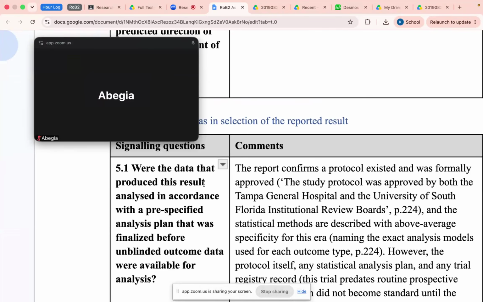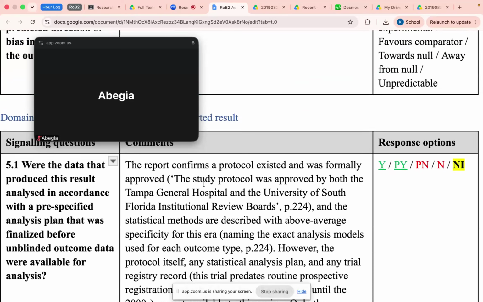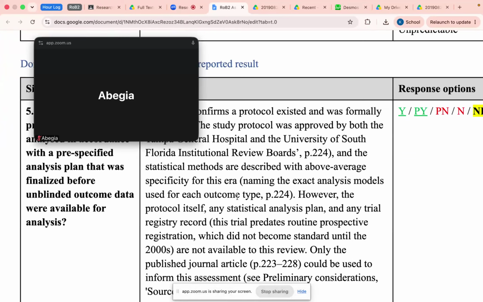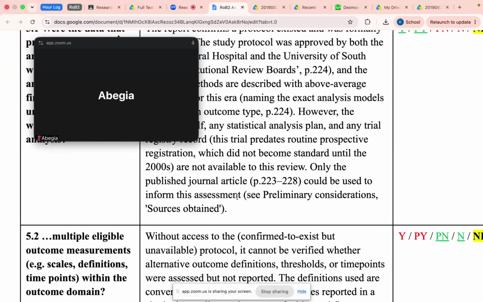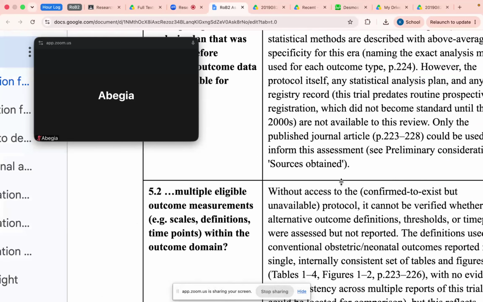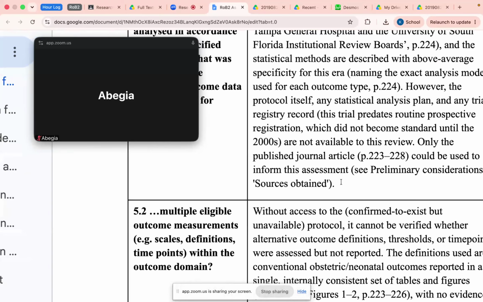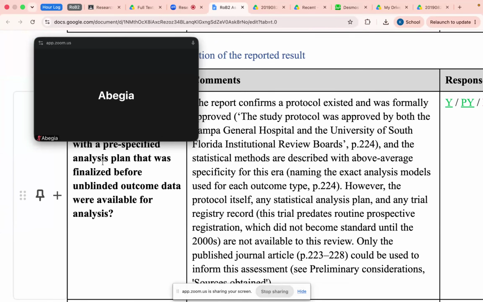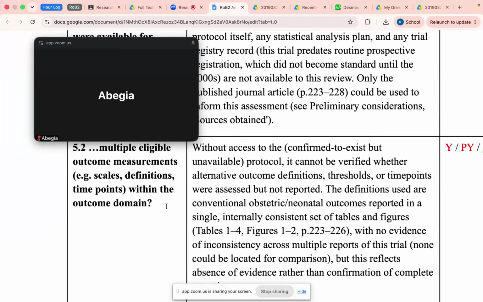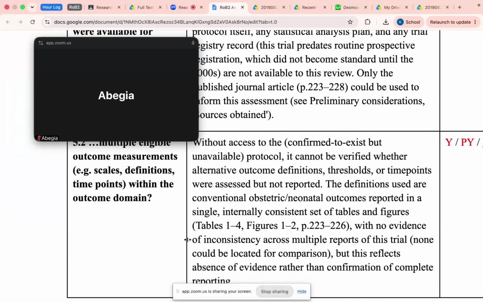Yeah, I agree. They didn't confirm. No, the report confirms the protocol exists and was formally approved, but once again, it wasn't explicitly stated. So we can move on to 5.2 if all of us agree on NI. Yes? Yes. Okay. So what did everyone put for 5.2?